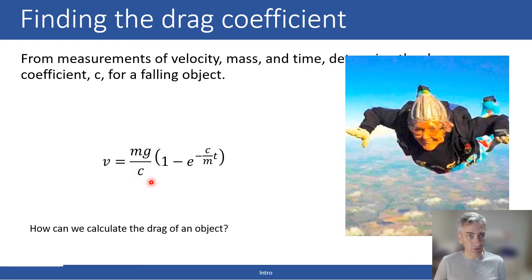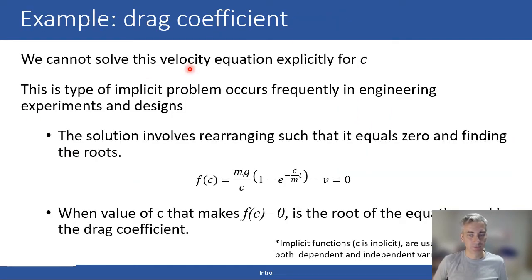It's actually very difficult to do this analytically. In fact, impossible, I believe. So we cannot easily rearrange this equation for c. We cannot restate it explicitly for c. So we need to find some other way of finding the value of c that satisfies these particular parameters of mass, time, gravity, and velocity.